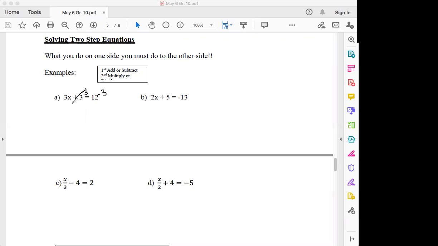Okay, so that cancels out. We're still left with 3x. The other 3 doesn't go anywhere. And we're going to do 12 minus 3, which is 9. And then because we have 3x, we're going to divide by 3 on both sides because it's being multiplied at the moment. So then 9 divided by 3 is 3.